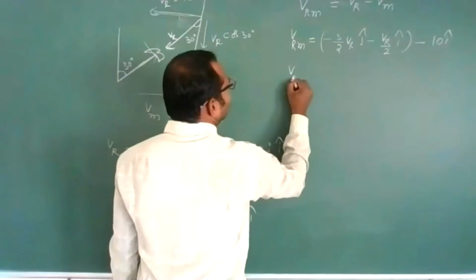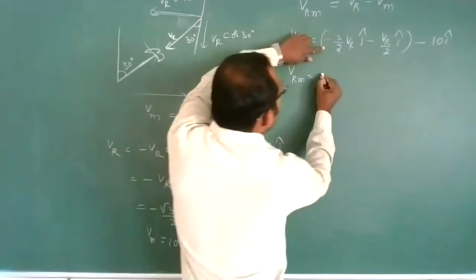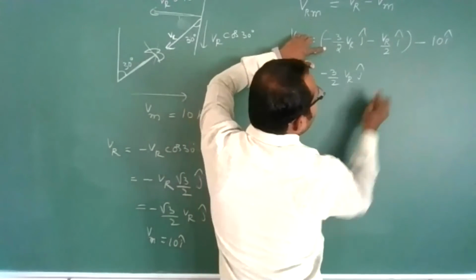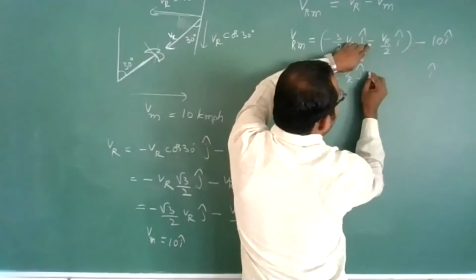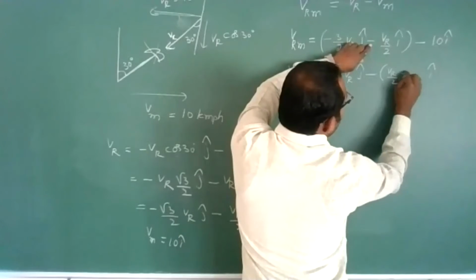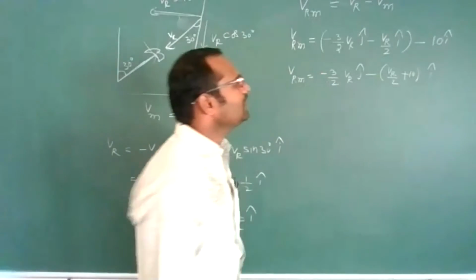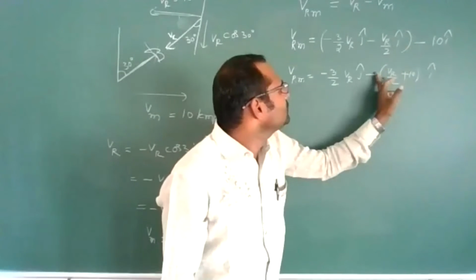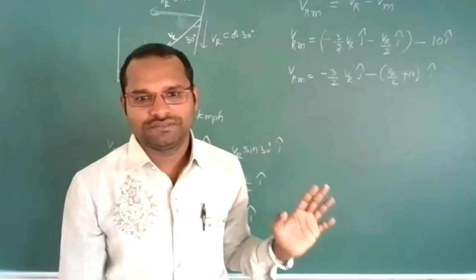Okay. So velocity of rain with respect to man becomes what? VRM minus 3 by 2 VR j cap. Here i cap is there, here i cap is there. Take i cap common. Here minus I am writing. We get VR by 2 minus 10 plus 10. So minus VR by 2 minus into plus minus 10 i cap. Yes, perfect.